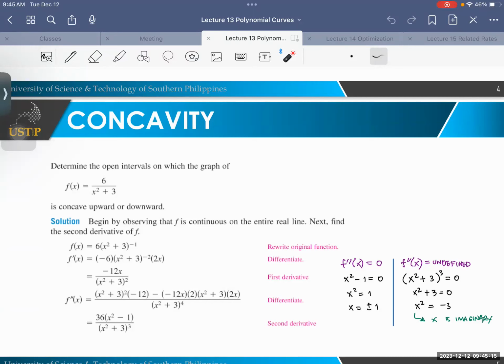It is undefined, class, if the denominator is 0, correct? If we equate it to 0, we get negative x squared equals negative 3. That means x is imaginary here. It is not possible, we cannot consider it, it is not part of our domain. Remember, x squared is always a positive number. It is never negative unless it is imaginary. So that means there is no value of x that makes it undefined.